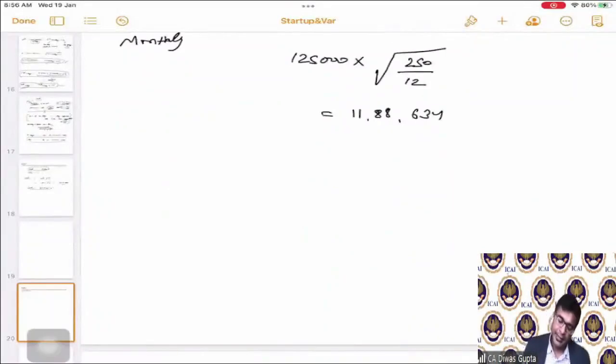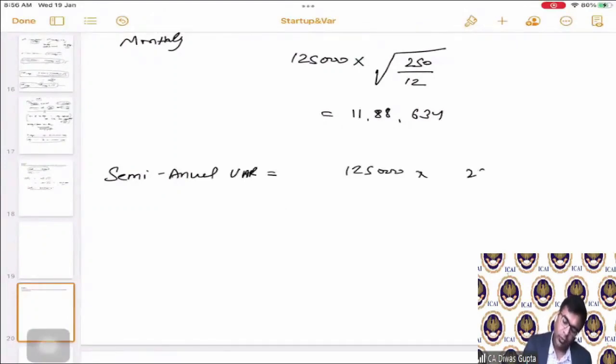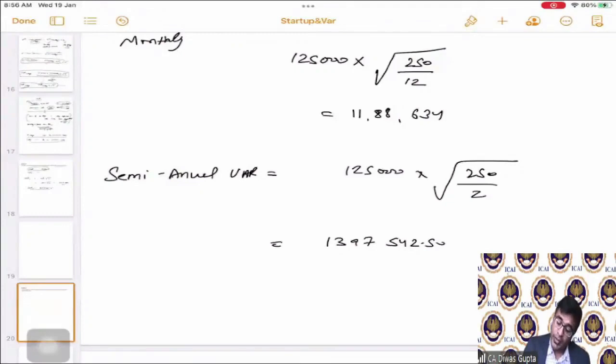Now the semi-annual VaR. 1 lakh 25,000 multiplied by under root of 250 divided by 2. Correct? 250 for full year. Semi-annually will be divided by 2. So this will give us 13,97,542.50.